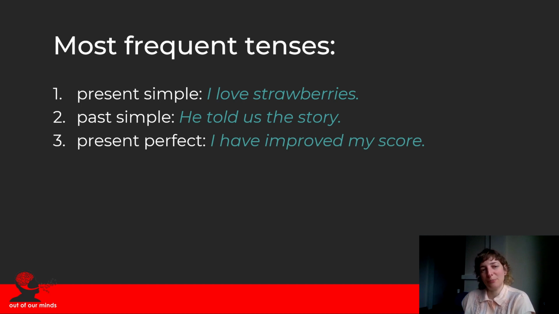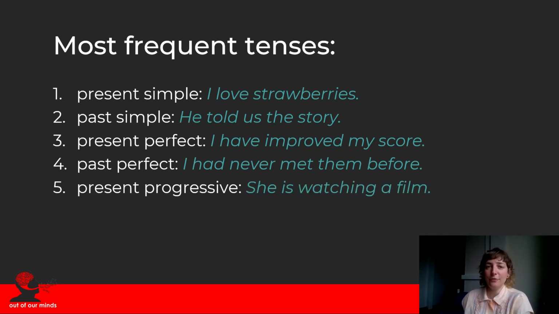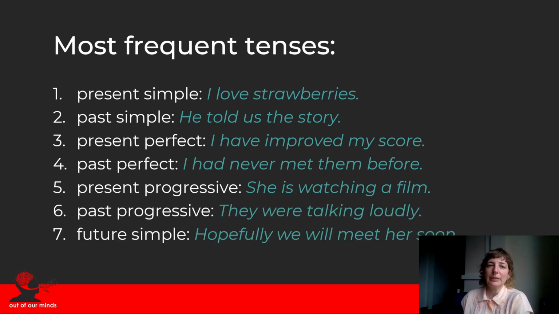The third tense is the present perfect, as in I have improved my score. 4 is the past perfect, as in I had never met them before. 5, present progressive, she's watching a film. 6, past progressive, they were talking loudly. And finally, 7, for the most frequent tenses, is the future simple, hopefully we will meet her soon.